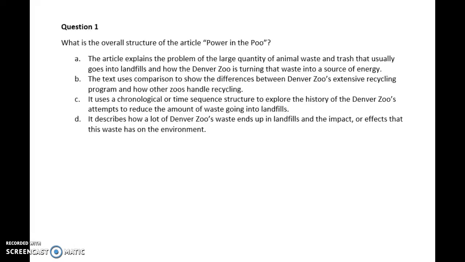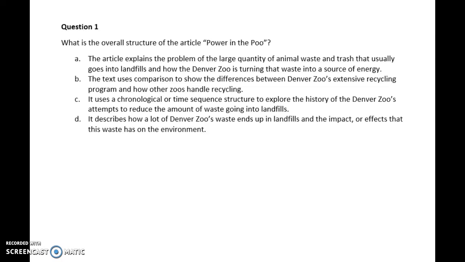Before you read the article, it's a good idea to read the answer choices. This will give you an idea of what to look for as you read the text. So the first step is read the answer choices. In question 1, the question is, what is the overall structure of the article Power in the Poo?